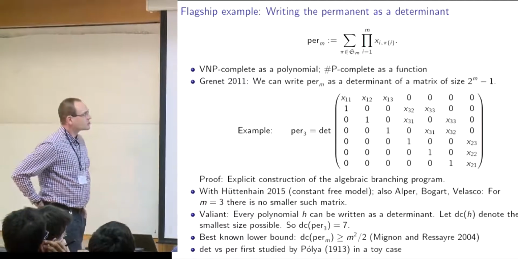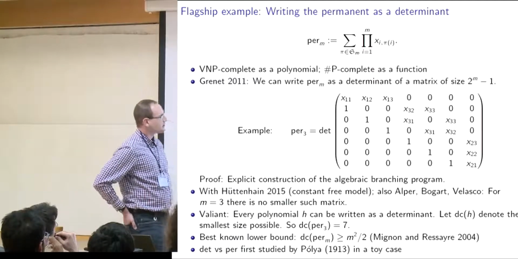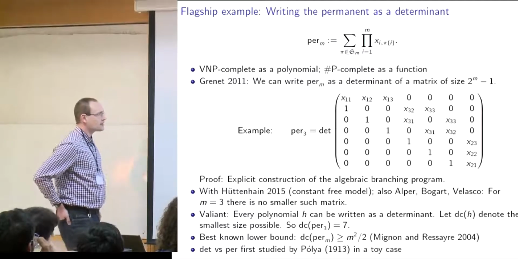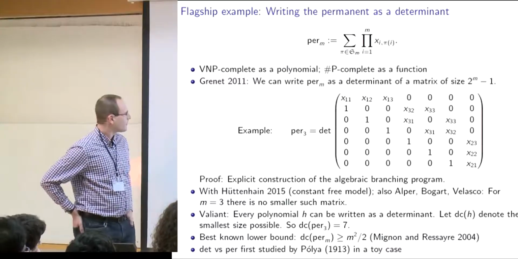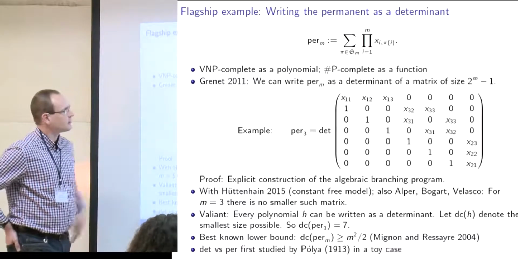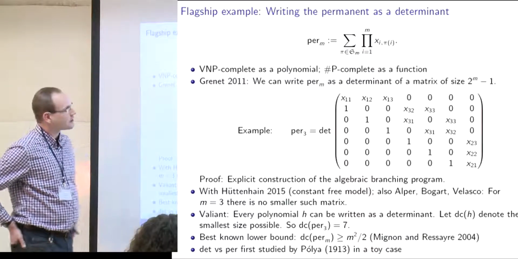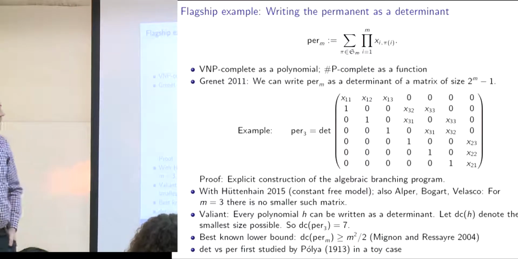And Grete showed us how to write the permanent as a determinant of a matrix of size 2 to the m minus 1. I guess that was actually discussed in the bootcamp. So this is one example, right? The 3x3 permanent is the determinant of this matrix, and you could calculate that and see that this is true.